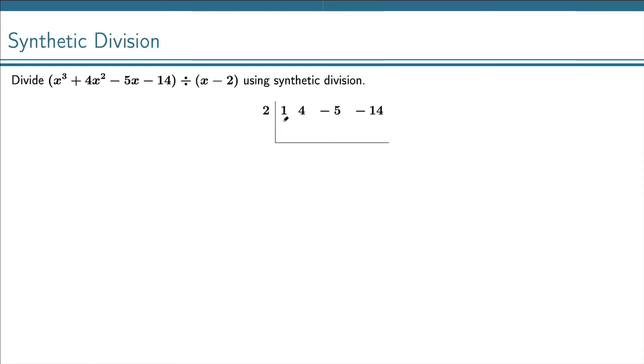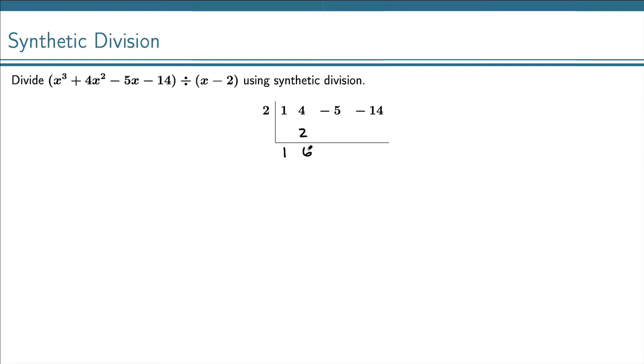Then we take this 1 and we just bring it down. This first number, you just bring it down and put it underneath. Then you take this number and multiply by this 0 here. So 1 times 2 is 2, and you put it right there. Then we add these numbers. 4 plus 2 is 6.